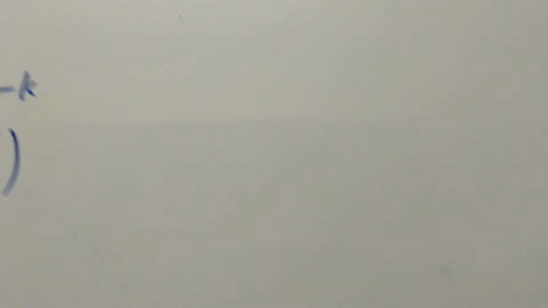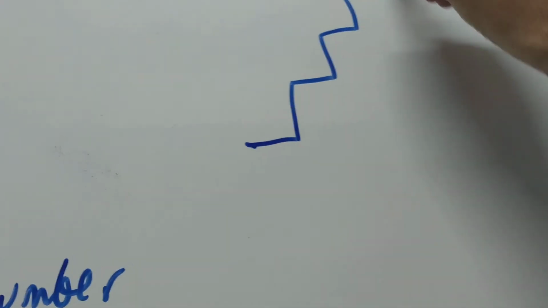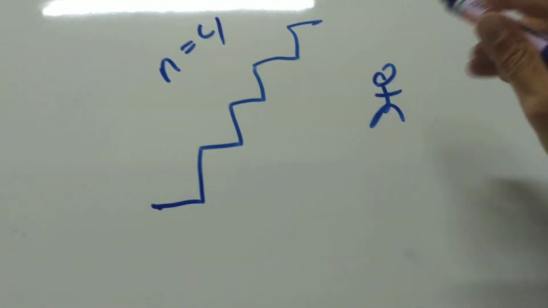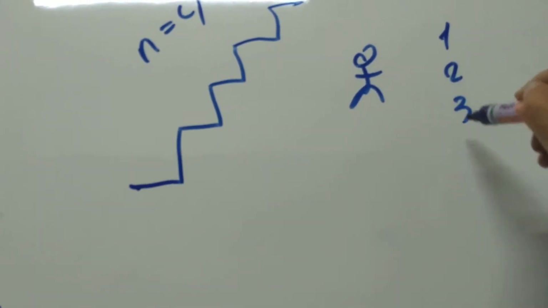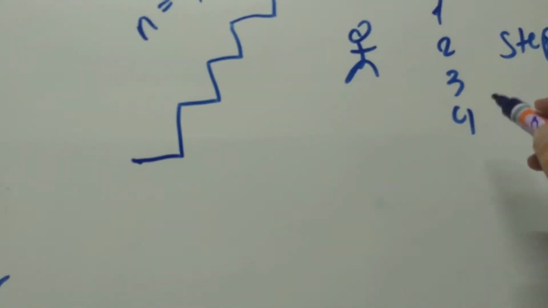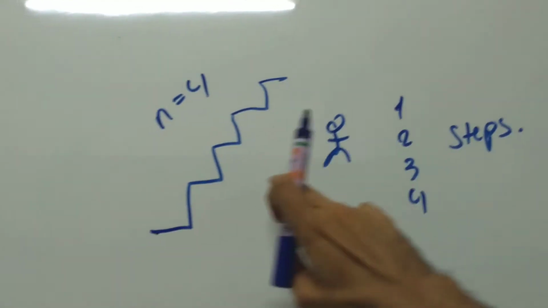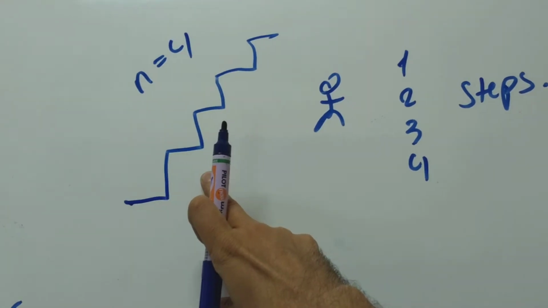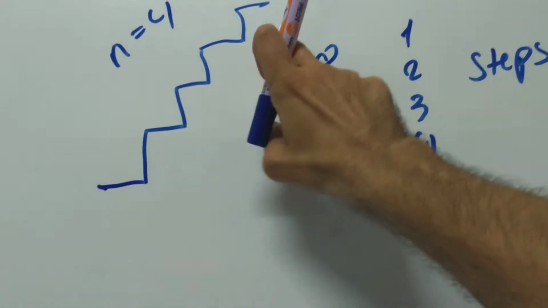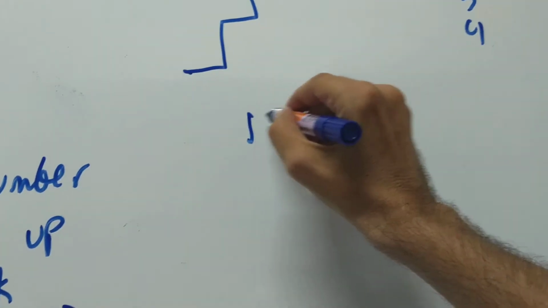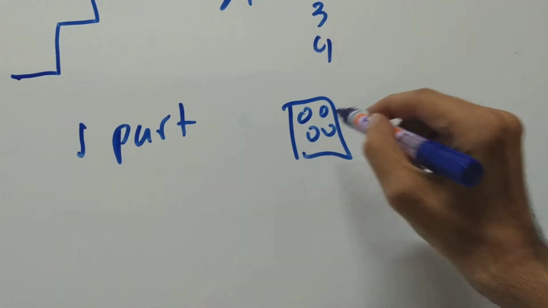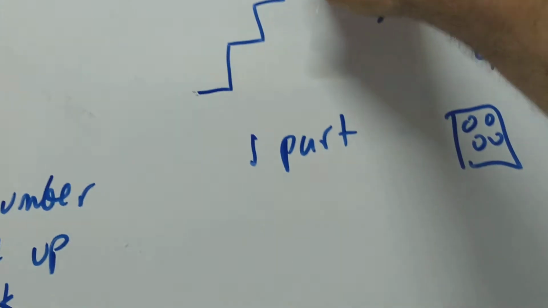Okay, let's count all possible ways to do this for the case of n is 4. I have 4 steps. My climber can take 1, 2, 3, or 4 steps. So actually, here the number of steps he can take is exactly equal to the number of steps that there are. All right, let's start with 1 part. Okay, 1 part. How many ways to do that? Well, I have to put all of it in 1 box. He does it all in 1 shot.